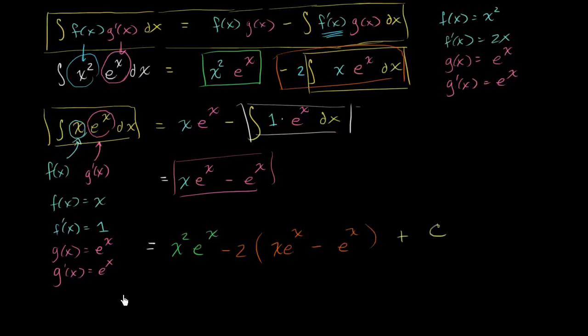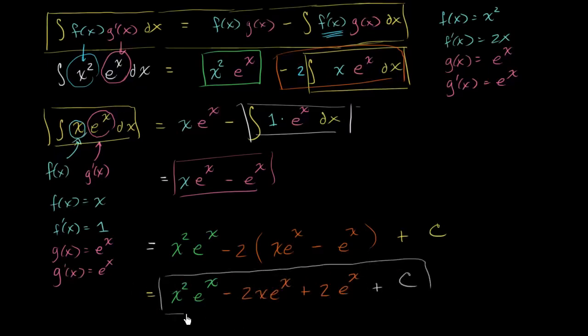And of course, we can simplify this. I like to keep the same colors. This is equal to x squared e to the x. Distribute the negative 2. You get minus 2x e to the x plus 2 e to the x. And then finally, plus c. And we're done. We figured out the antiderivative of what looked like a kind of hairy-looking expression using integration by parts twice.